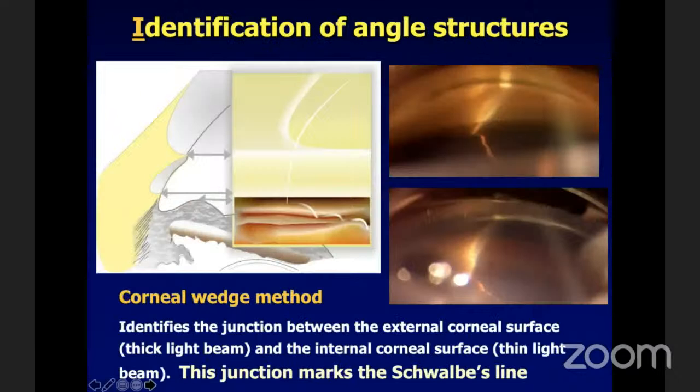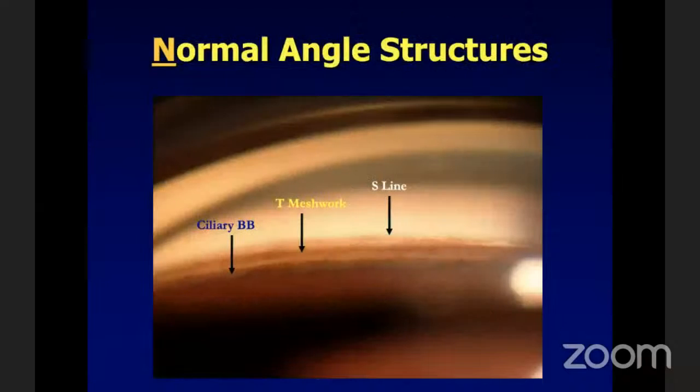And whenever you start gonioscopy, the first important principle is to identify the Schwalbe's line. So you make a 30 or 45 degree angulation of the slit lamp and you see two beams of light. The first beam is from the corneal endothelium and the second beam is from the corneal epithelium. And where these two beams meet, that is the termination of the Descemet's membrane, or the Schwalbe's line, the starting point of the angle. So this is an important landmark to identify before you start identifying the angle structures.